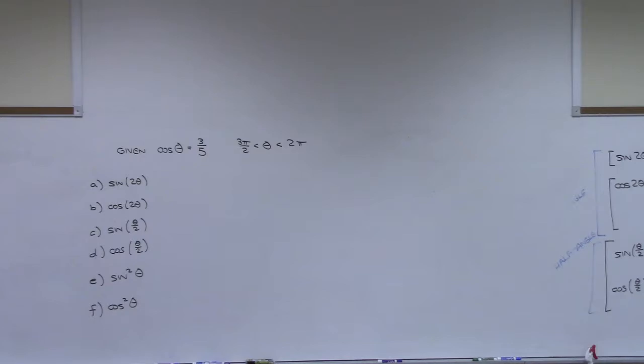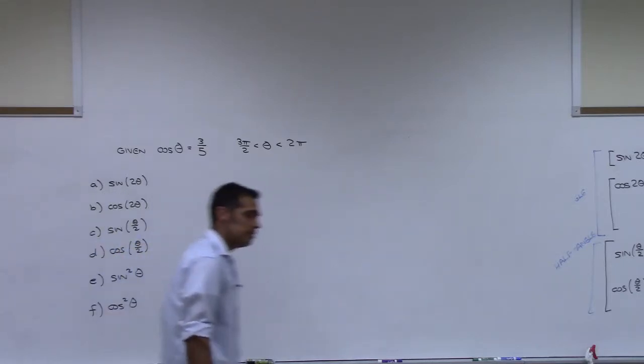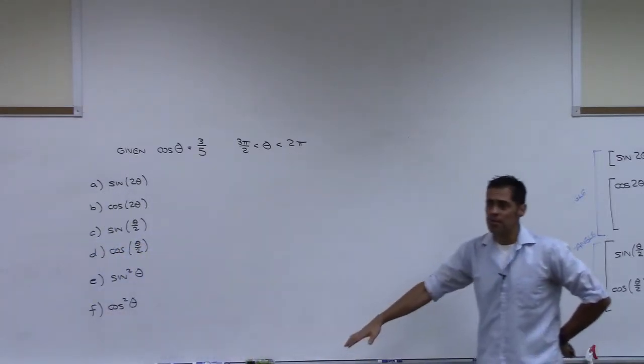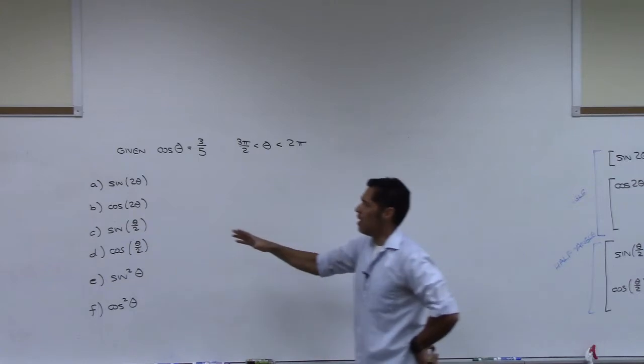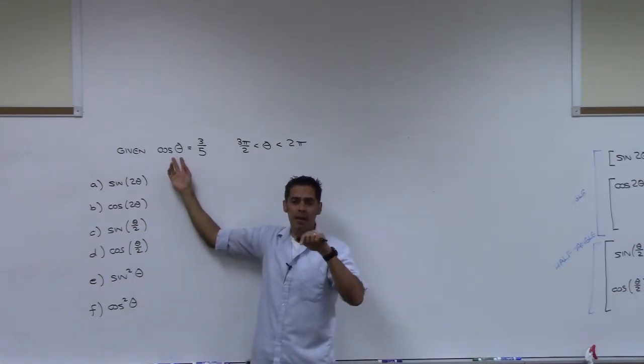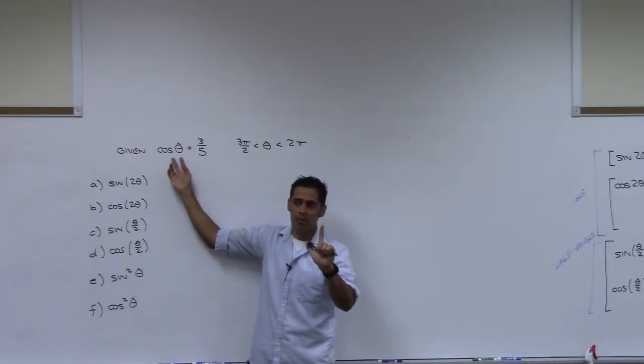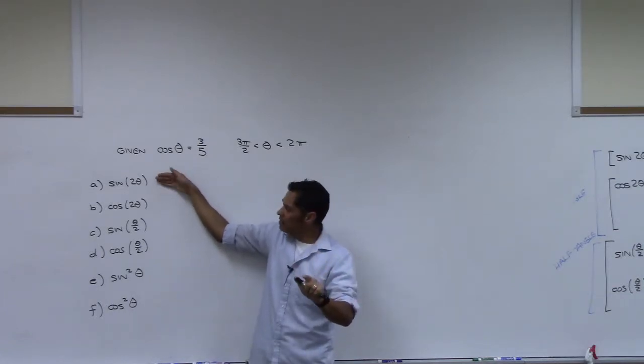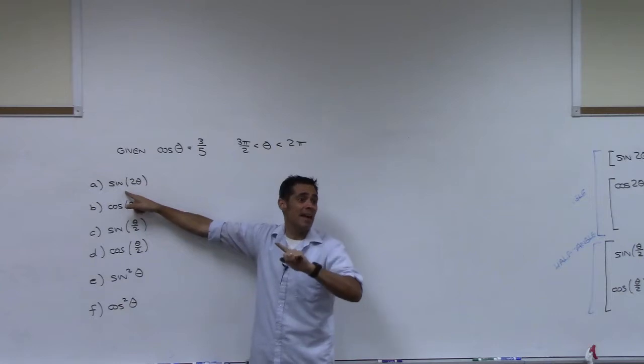You know what? No, we won't do that yet. Okay, you ready? We got to do all those things. Now, keep in mind, the information we are given is about theta, right? Our argument is theta. What we're being asked for is information about twice that angle.